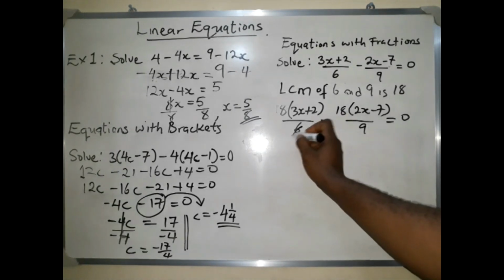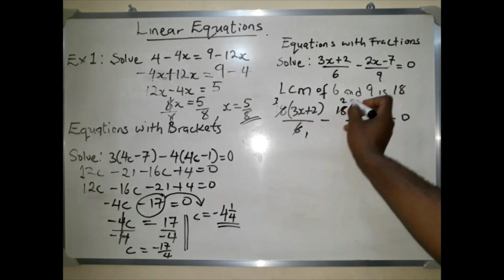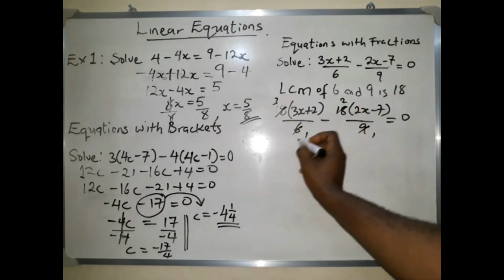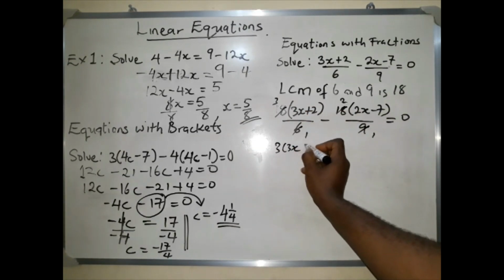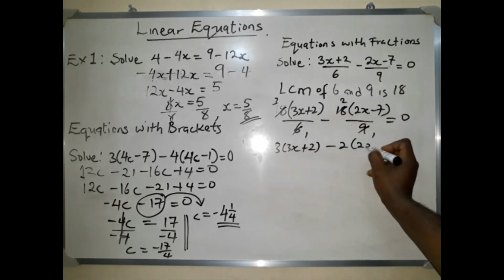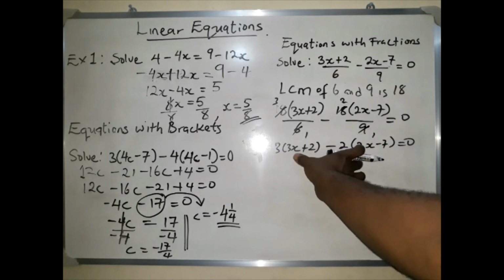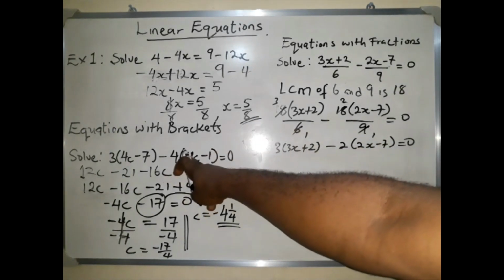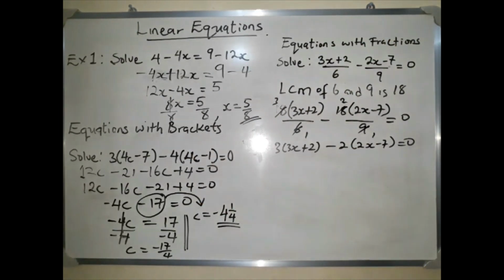Now 6 here can divide 18 to give you 3. 9 here can divide 18 to give you 2. So now 3 multiplies everything here, which will give us something like this. Minus, we have 2 here, multiplying everything in this bracket, which is equal to 0. So we can see that this equation now has taken this form. From an equation with fractions, it has now become an equation with brackets. And of course, we know how we can proceed from here.